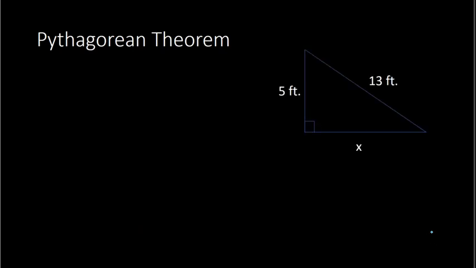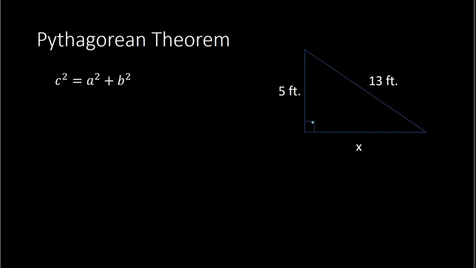Here is another example. We have a right triangle and different side lengths. So this side is 5, this one's 13. We're trying to find this side length over here. Well, because we have a right triangle and we're trying to find a missing side length, we can use the Pythagorean Theorem. And that says c squared equals a squared plus b squared.